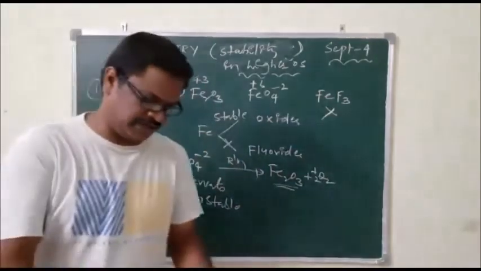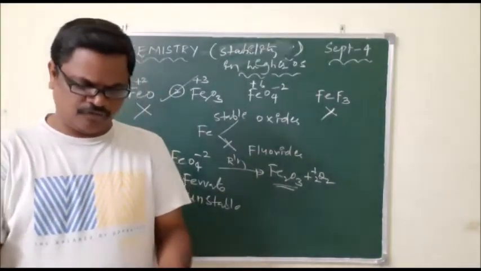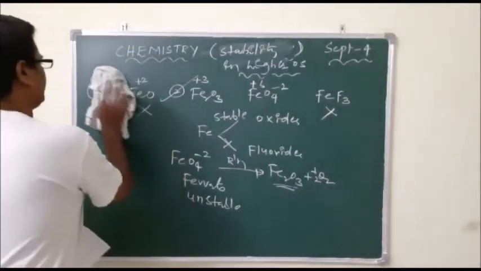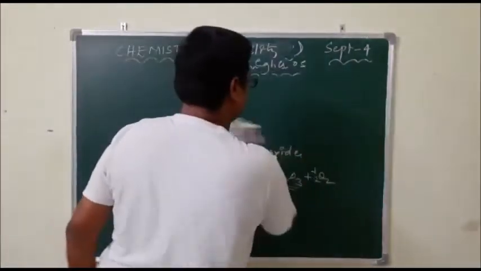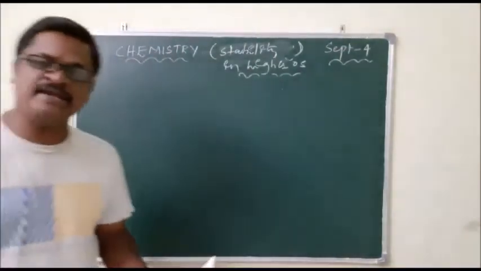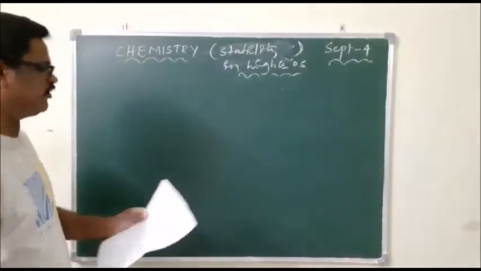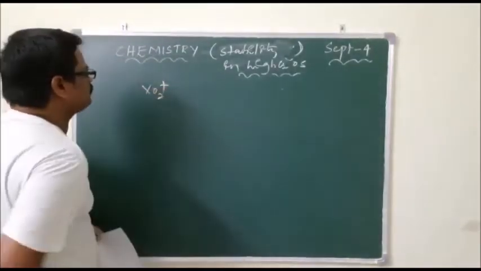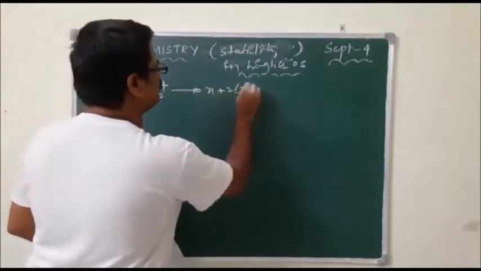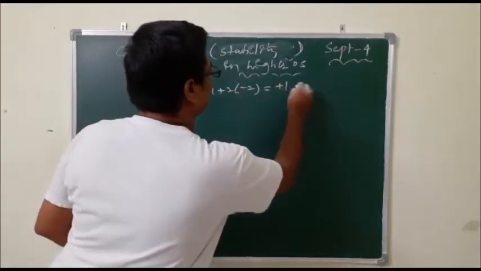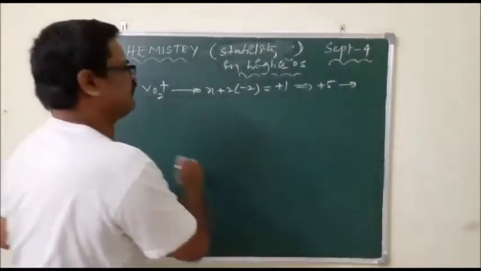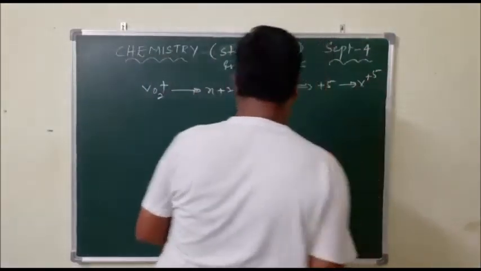Option 2 is correct. If you observe the second question, which of the following oxocations are stable? So that was the meaning of oxocation: along with oxygen it should be there, but it should be a cation. Positive charge should be there. For example, if you observe VO2 plus, what is the oxidation state? X plus 2 into minus 2 is equal to plus 1, X is equal to plus 5. So vanadium is in plus 5 oxidation state, right? So that means the first is correct.